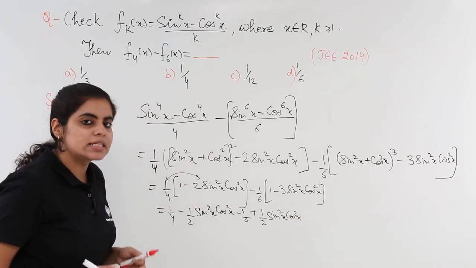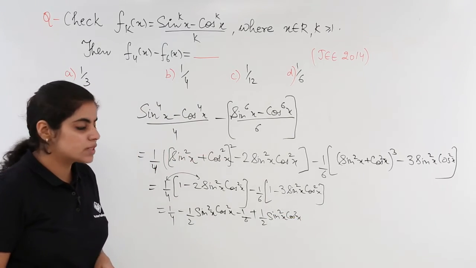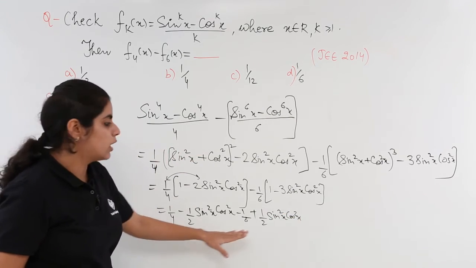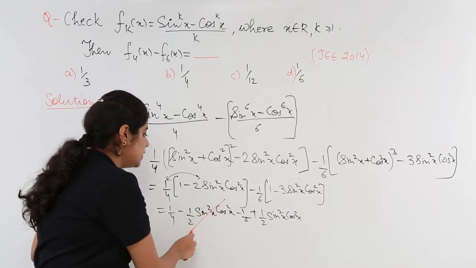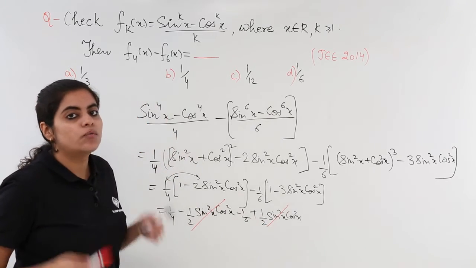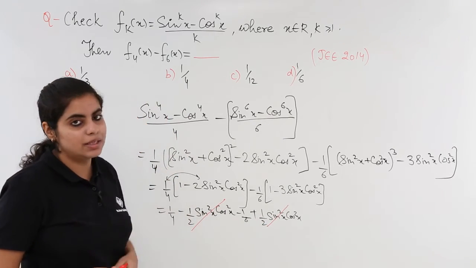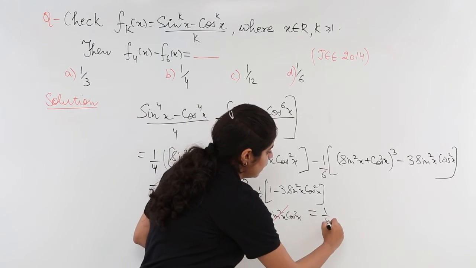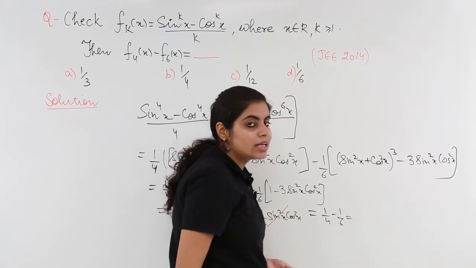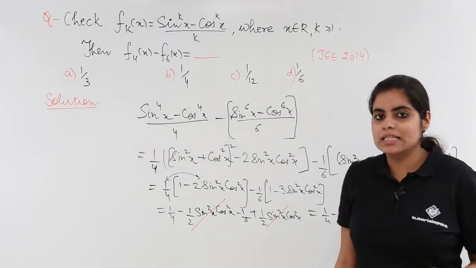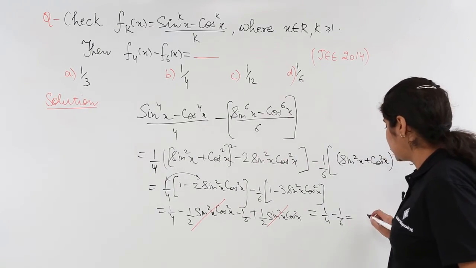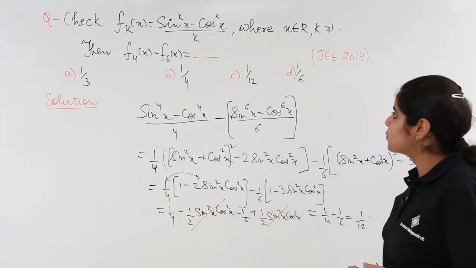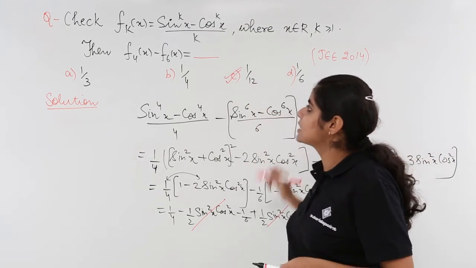Do you see that there are some terms which can be cancelled? What are those terms? Minus 1 by 2 sin square x cos square x and plus 1 by 2 sin square x cos square x. So both these terms get cancelled. What is left? 1 by 4 minus 1 by 6. Solve 1 by 4 minus 1 by 6. What is 1 by 4 minus 1 by 6? It is nothing but 1 by 12. You take the LCM, you solve it, you get 1 by 12. So which option is 1 by 12? It is option number C.